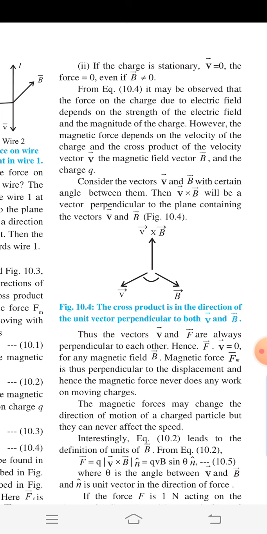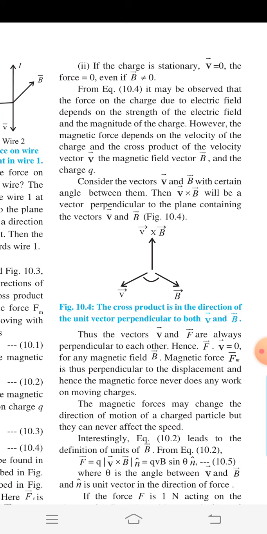However, the magnetic force depends on the velocity of the charge and the cross product of the velocity V bar and magnetic field vector B bar, and the charge Q. We know that the force on a charge due to electric field depends on the strength of the electric field, which is shown by equation 10.4, while the magnetic force depends on the velocity of the charge and the cross product of the velocity vector V bar and magnetic field vector B bar and the charge Q.